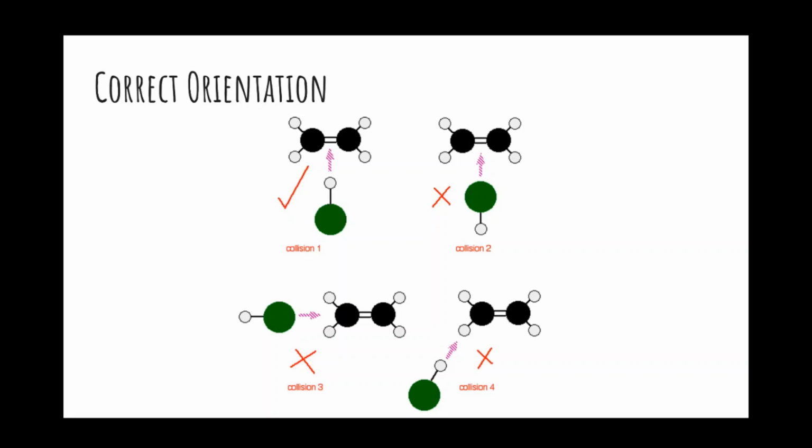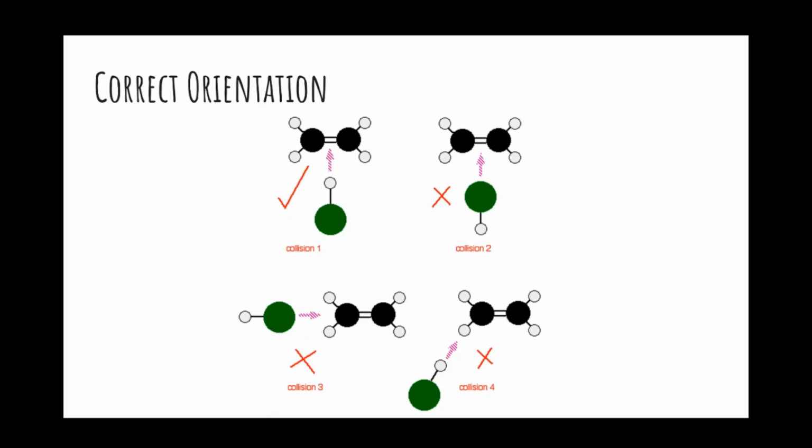Here's an example of a correct orientation. So here we have 4 different ways that reactants could collide. As we can see, only one of these collisions results in the correct orientation. Here we have the white sphere attached to the green sphere, probably saying that the white sphere is hydrogen, needs to be able to collide right where that double bond is between the 2 carbons.